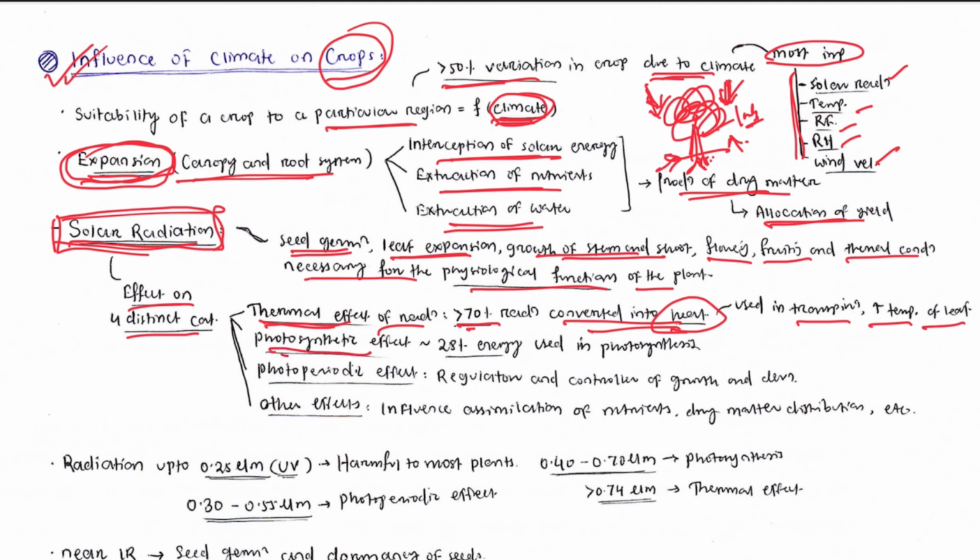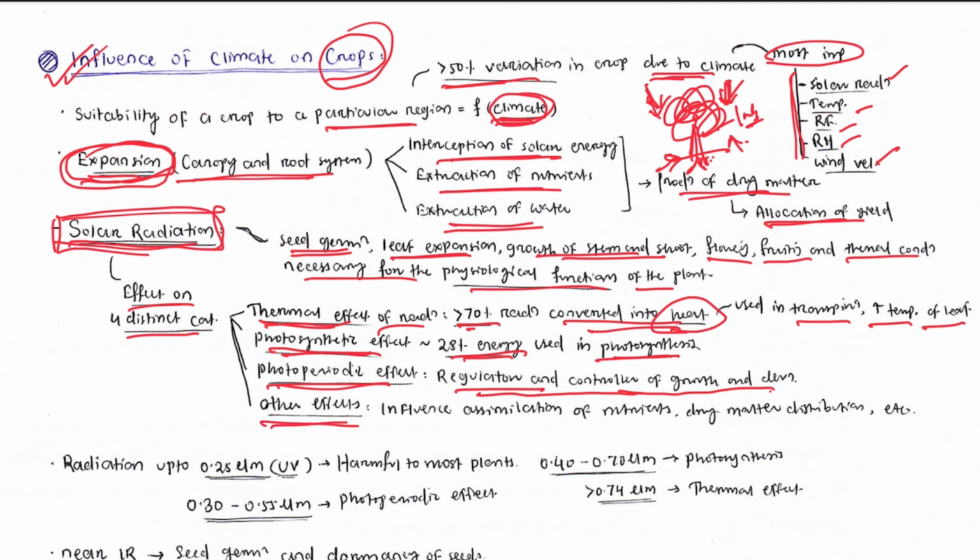Then the photosynthetic effect. If we look at solar radiation, different wave bands are present. One band, 400 to 700 nanometer, is called the photosynthetically active radiation band. Around 28% of the energy is used in photosynthesis. Then the periodic effect, that means long day, short day, and so on. During flowering, the flowering behavior is affected by solar radiation, based on the photoperiodic effect. Solar radiation acts as a regulator and controls growth, development and the photoperiodic effect.